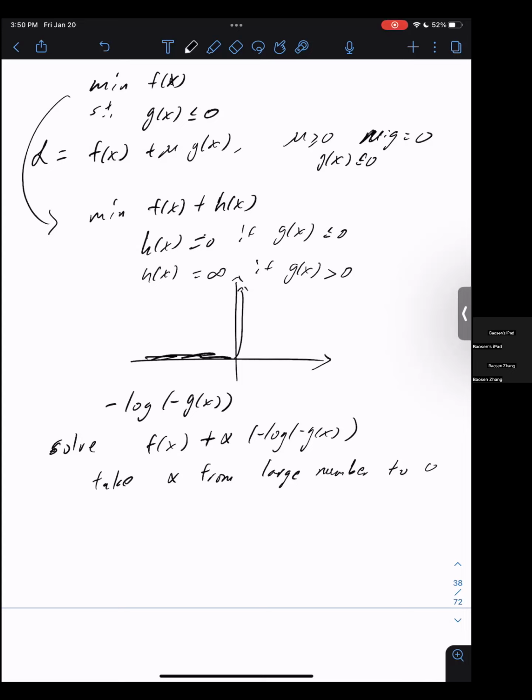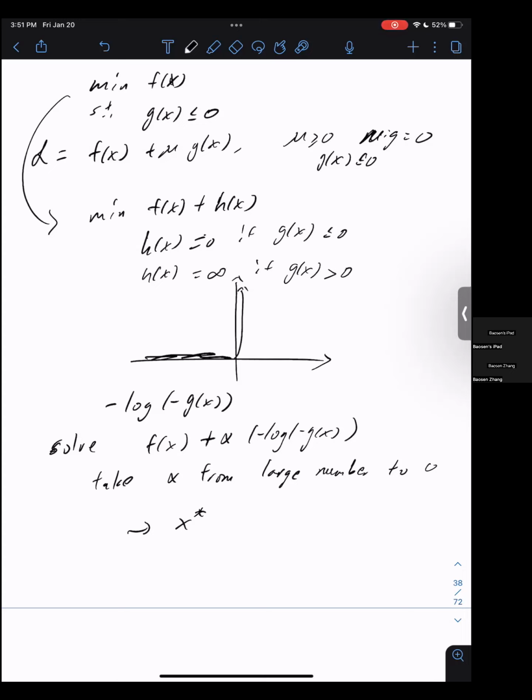Then you get a sequence of unconstrained problems you can solve. This sequence will converge to x star. And the way this works is there is a way to decrease alpha in step sizes, whereas convergence happens in polynomial time. That's basically the idea.